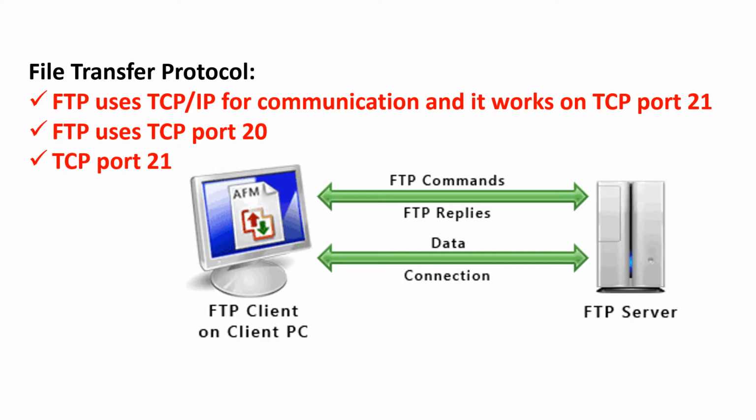File Transfer Protocol, known as FTP, is the most widely used protocol for transferring files over the network. FTP uses TCP/IP for communication and works on TCP port 21. FTP works on a client-server model, where a client requests a file from the server and the server responds to the request and sends the file back to the client. FTP uses TCP port 20 for exchanging controlling information, and the actual data is sent over TCP port 21.